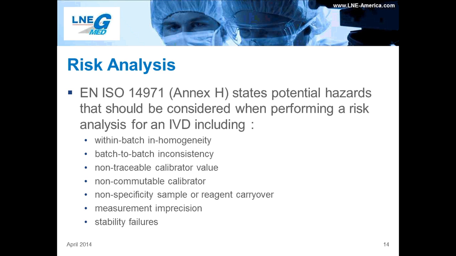Annex H of EN ISO 14971 lists potential hazards that should be considered when performing a risk analysis for an IVD. These items include, but are not limited to, within batch inhomogeneity, batch-to-batch inconsistency, the value of non-traceable calibrators, non-commutable calibrators, non-specificity, which is also referred to as interfering factors, sample or reagent carryover, measurement and precision, which is related to instruments, and stability failures, which could be failures during storage, transportation, or in-use failures.